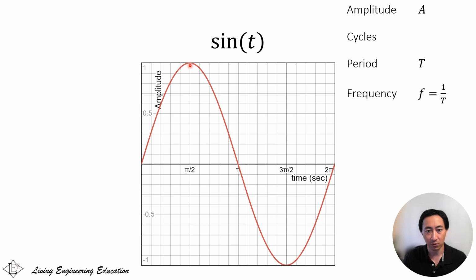Amplitude is the height. We're going to look at it first from the peak to the trough, right? And then half of that. So peak to baseline, essentially. In this case, it's going to be equal to 1.